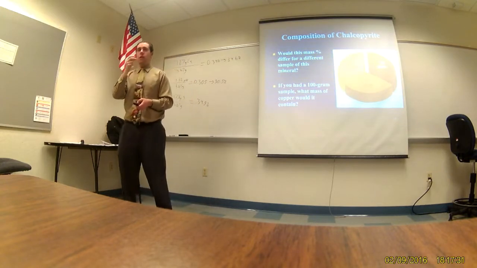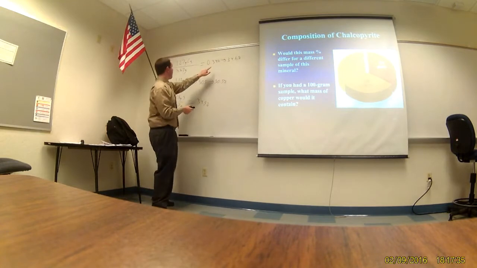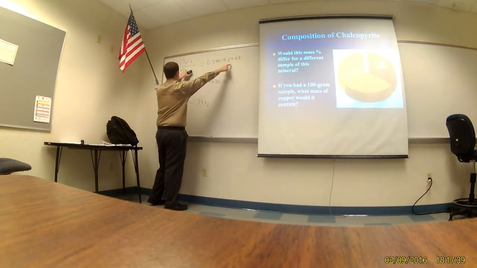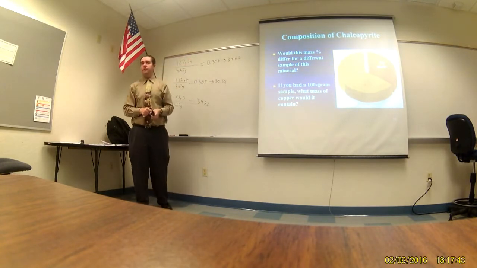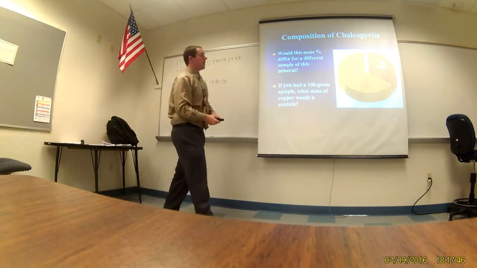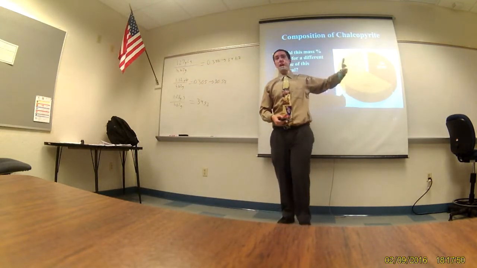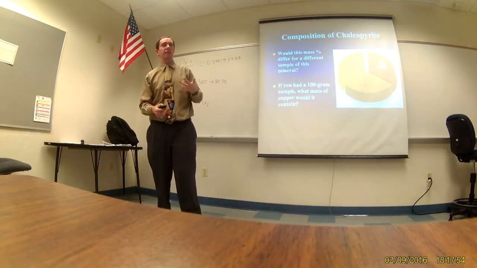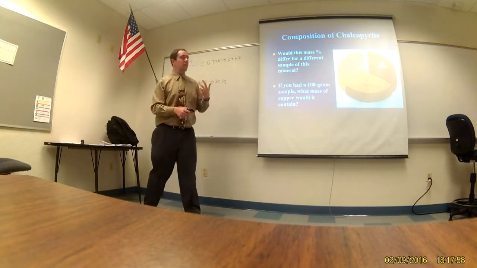So if we know how much of a sample we have, 100 grams, basically we have copper. We have that number and that number. We don't have that number. It would be 34.6 grams. Right. We have 100 grams, and 34.6% of that 100 grams is copper. And 34.6% of 100 is 34.6 grams.